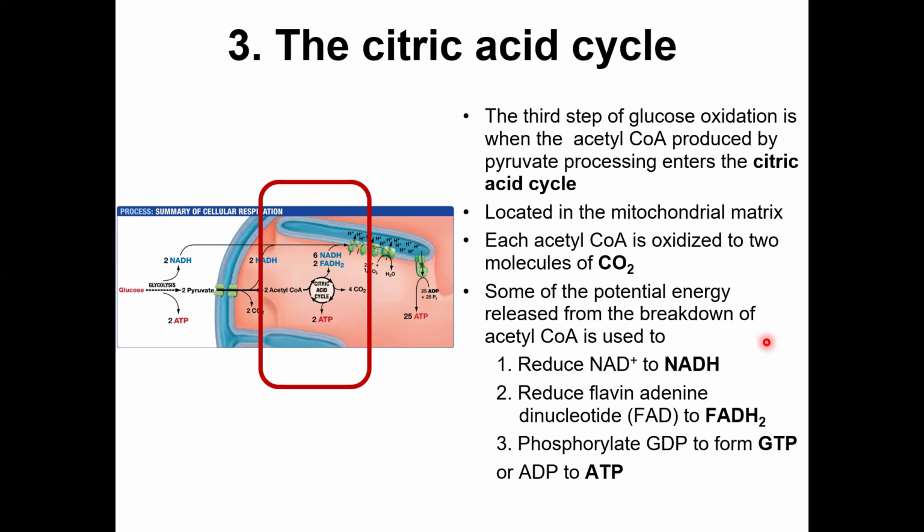And the potential energy released from these acetyl-CoA breakdowns is basically used to reduce NAD plus to NADH, reduce the flavin adenine dinucleotide or FAD to FADH2, and then phosphorylate that GDP in there to become GTP. So this is like the sister version of ATP. This is guanosine triphosphate instead of adenosine triphosphate.